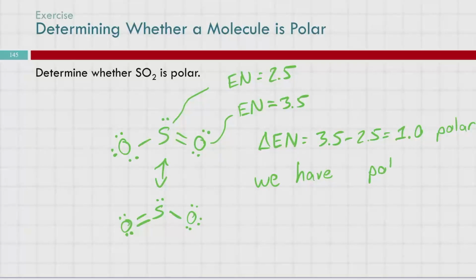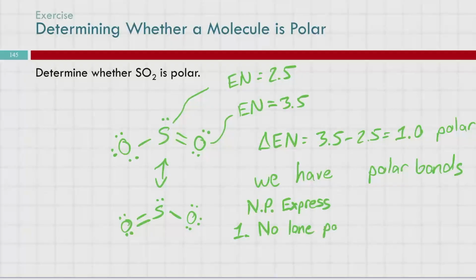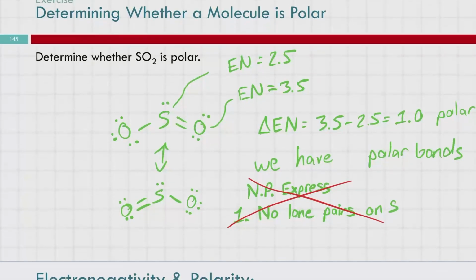We have polar bonds. Okay, so Nonpolar Express. First point, no lone pairs on our central atom. Our central atom is the sulfur because it's in the middle. Do we have no lone pairs on the sulfur, or do we have lone pairs on the sulfur? We have lone pairs on the sulfur. Nonpolar Express is a bust, so it is polar.